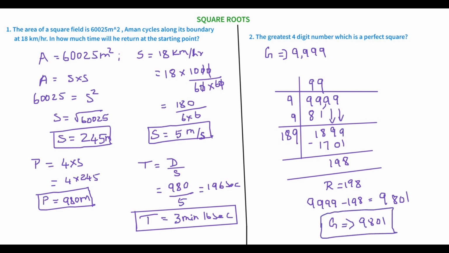This can be asked in different forms. Greatest 4-digit number, 5-digit, 6-digit, anything can be asked. So whenever this type of question comes, you can take the greatest number and then find out the square root, and then whatever the remainder is, subtract it so that you get the greatest 4-digit perfect square. Right, now let's see the third example for today.